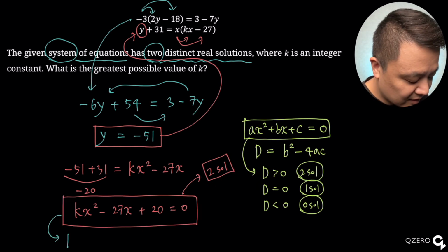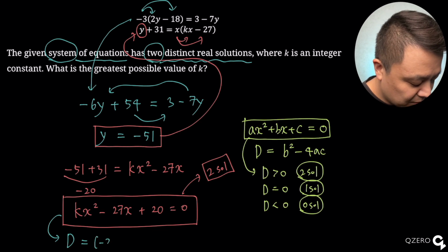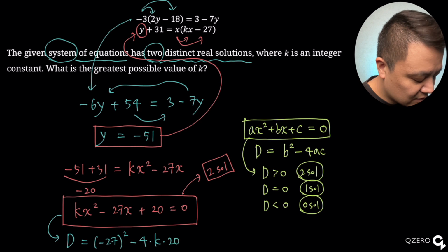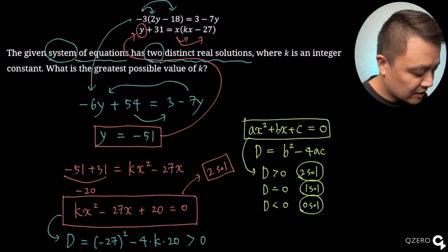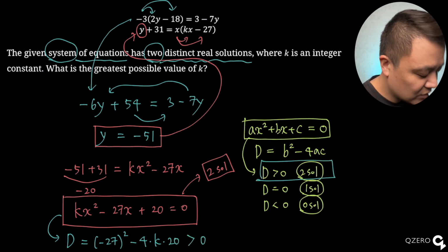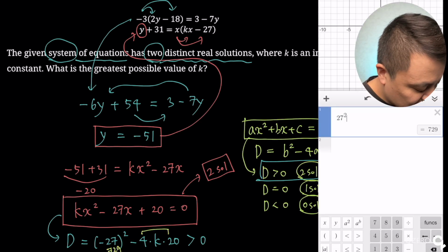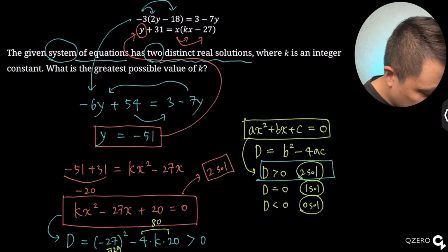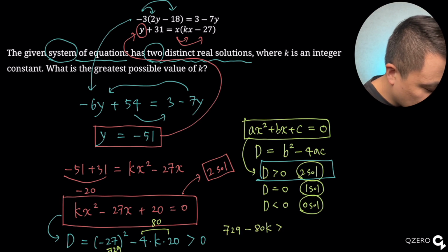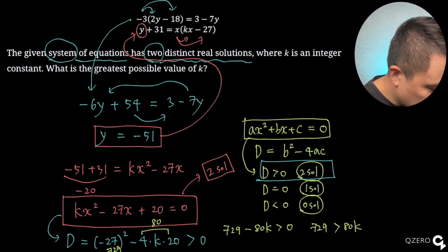Let's calculate the D value from this equation. B is -27, A is k, and C is 20. This has to be greater than 0 because it has two distinct real solutions. 27 squared, that's 729, and 4 times 20, that's 80. So what we have here is 729 minus 80k greater than 0. 729 greater than 80k. 729 over 80 has to be greater than k.